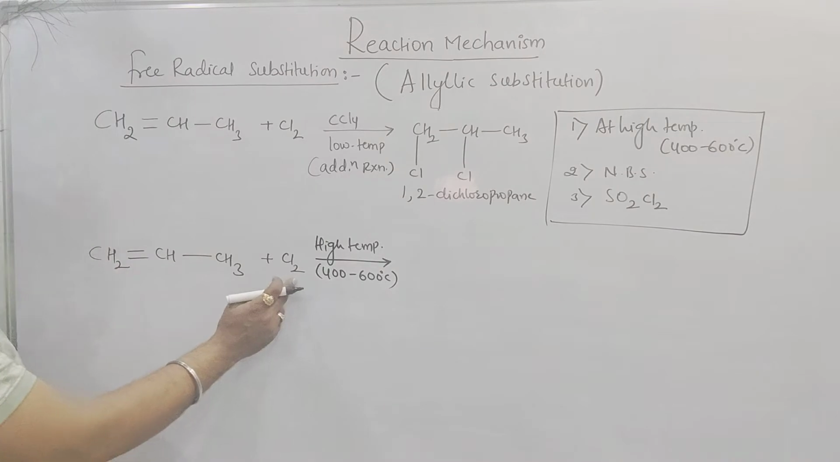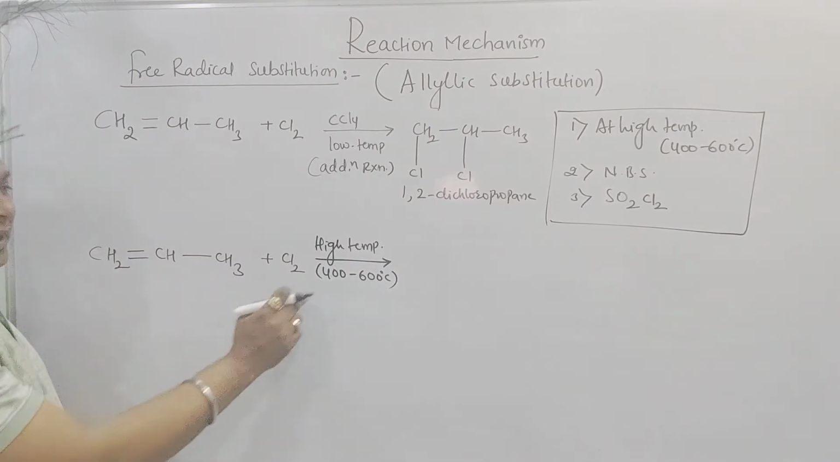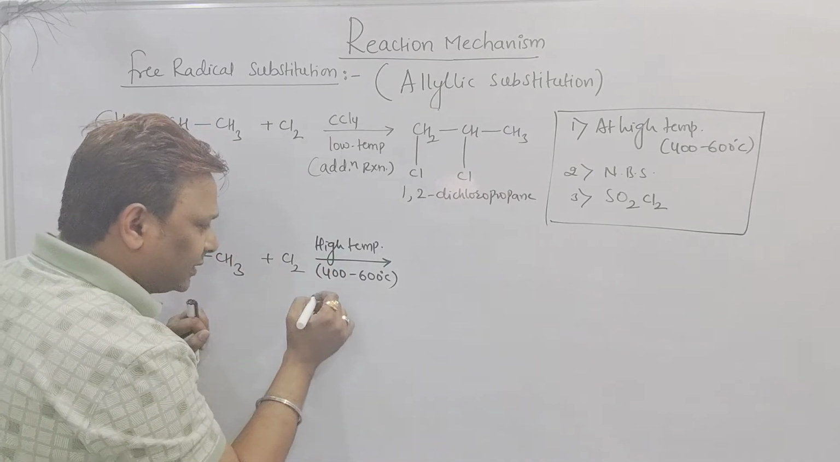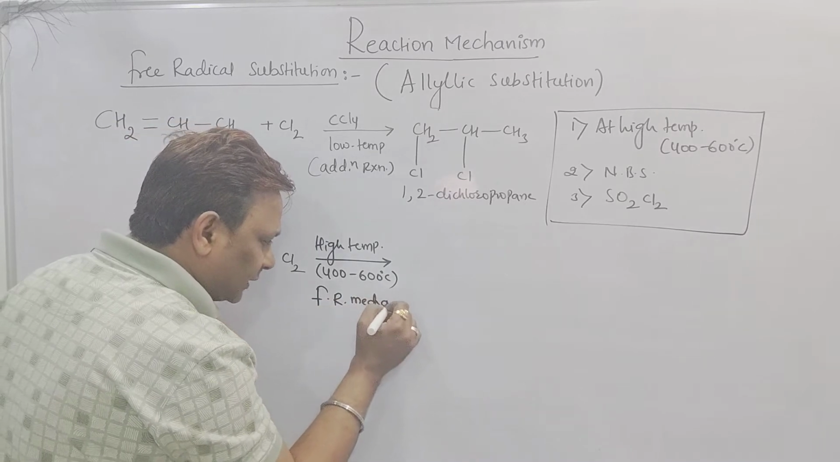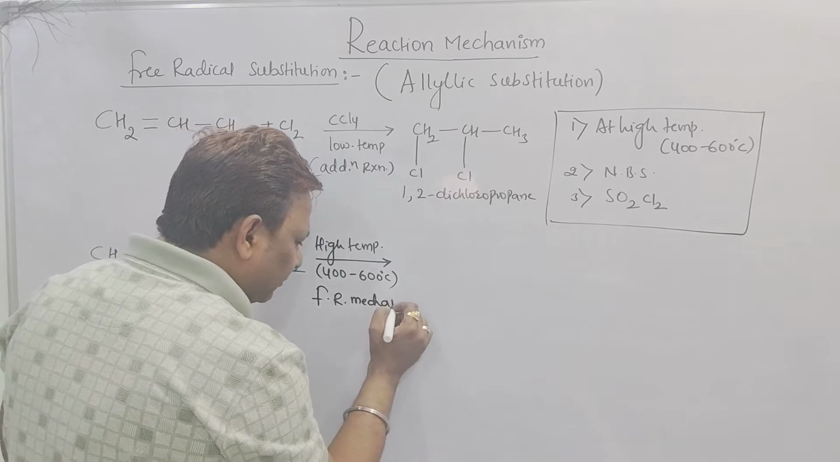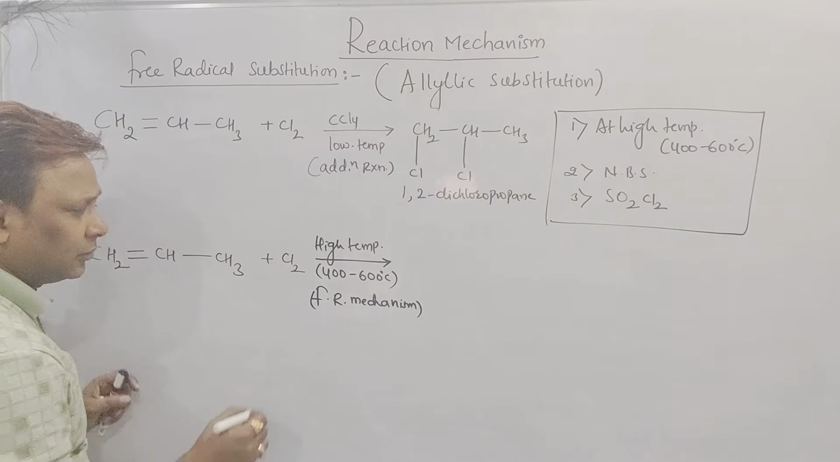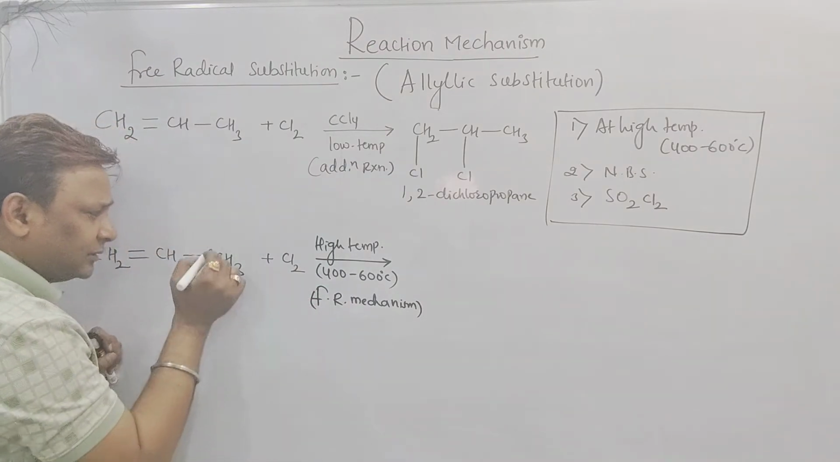Now, addition of chlorine to the unsymmetrical alkene at very high temperature. What does a very high temperature favor? Sir, it favors the free radical mechanism. So what is FR? FR is called the free radical mechanism. As it favors free radical mechanism, allylic substitution takes place and the halogen will attack on this carbon.